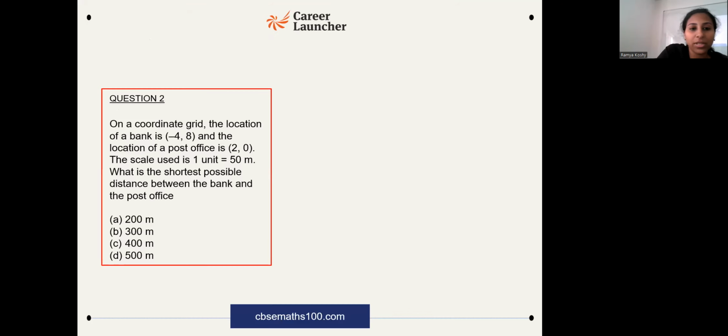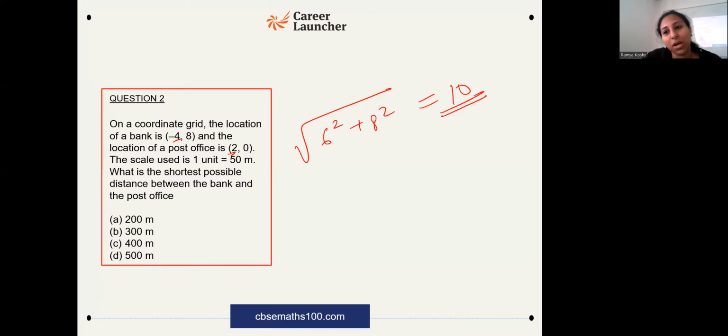So when you're finding out the distance, you will be doing root of minus 4 and 2. Well, the difference over here would be 6. So root of 6 square plus 8 square. I already told you, if you remember the Pythagorean triplets, it becomes very easy. 6, 8 and 10 is a Pythagorean triplet. So root of 6 square plus 8 square must be 10. And if you multiply 10 with 50, you get the answer, which is 500 meters. That's all.